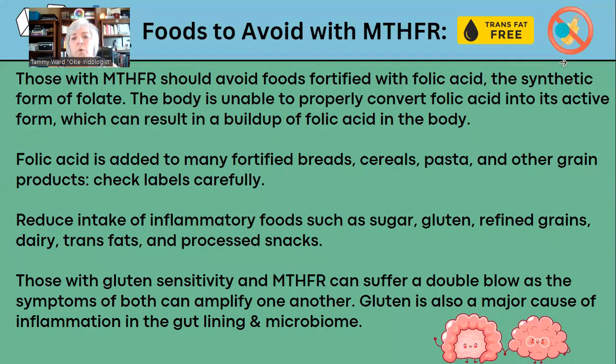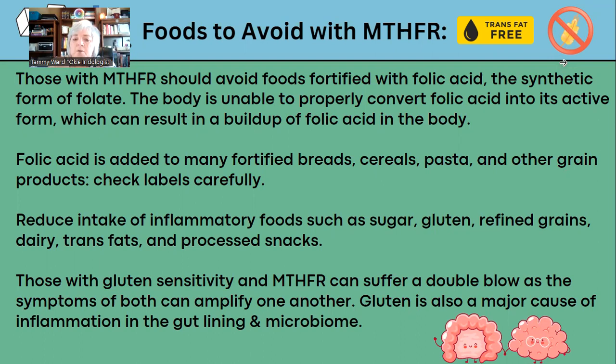So, foods to avoid with MTHFR. Those with MTHFR should avoid foods fortified with folic acid, this synthetic form of folate. The body is unable to properly convert folic acid into its active form, which can result in a buildup of folic acid in the body. Folic acid is added to many fortified breads, cereals, pasta, and other grain products. Please check your labels carefully.